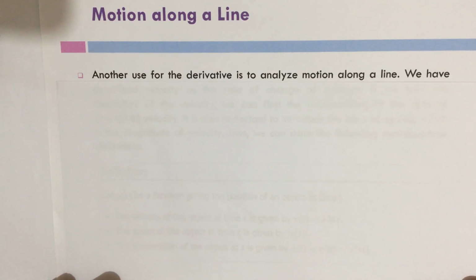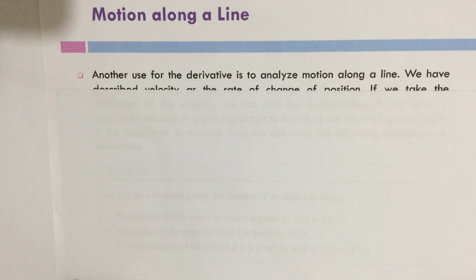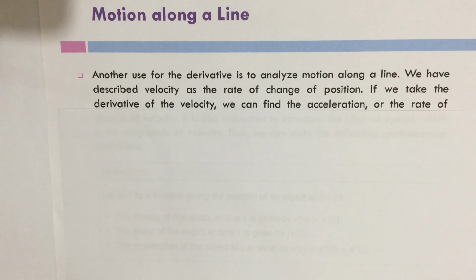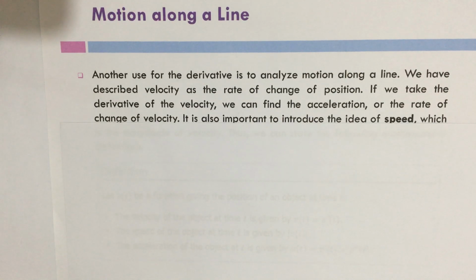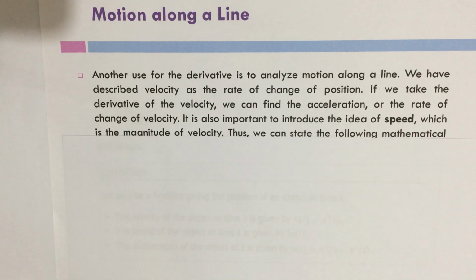So, another use for the derivative is to analyze motion along a line. And we have described velocity as the rate of change of position. And if we take the derivative of the velocity, we can find the acceleration or the rate of change of velocity. It is also important to introduce the idea of speed, which is the magnitude of velocity. Thus, we can state the following mathematical definitions.